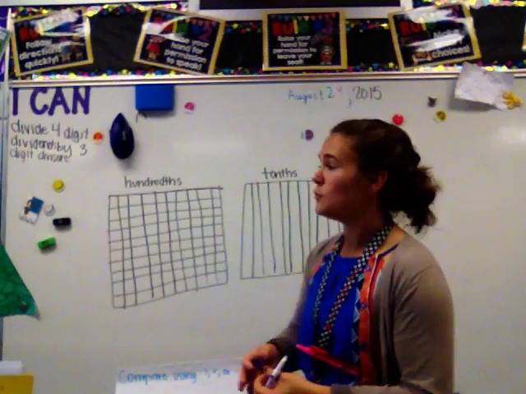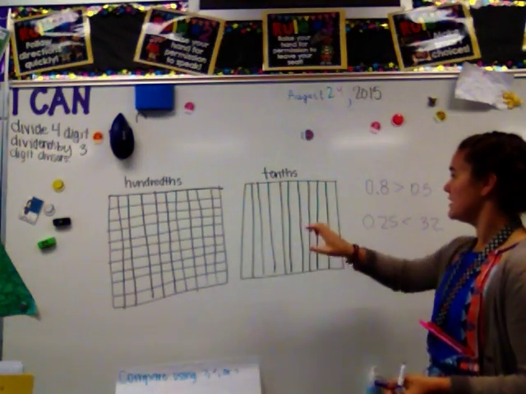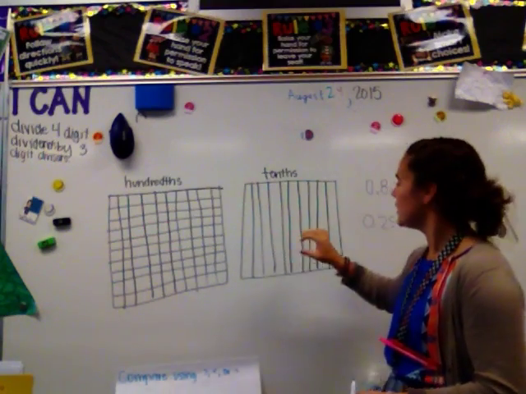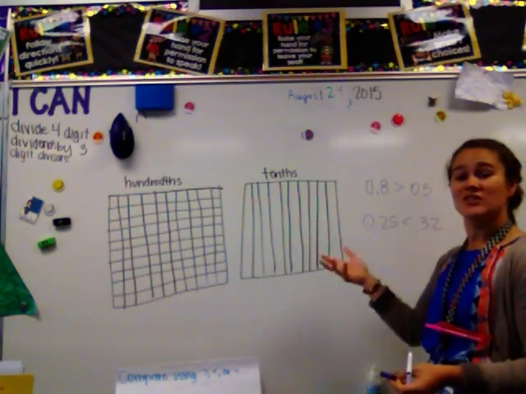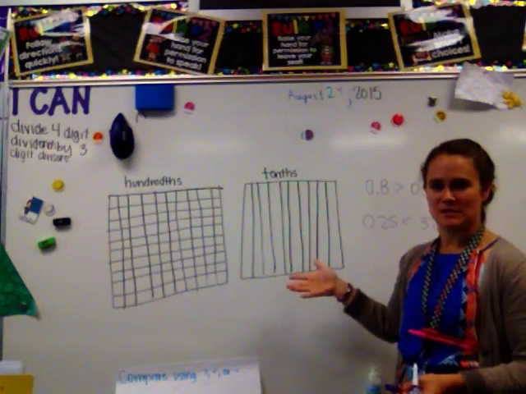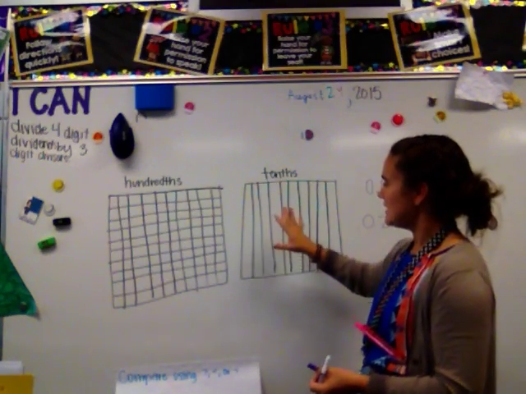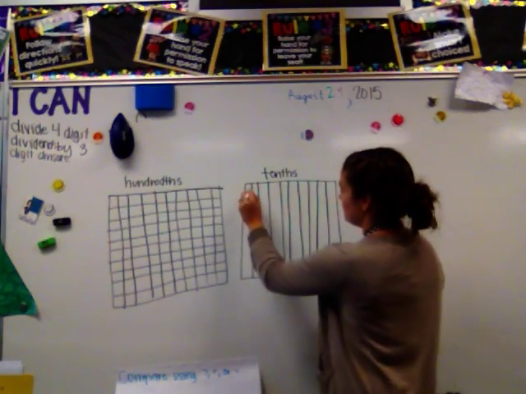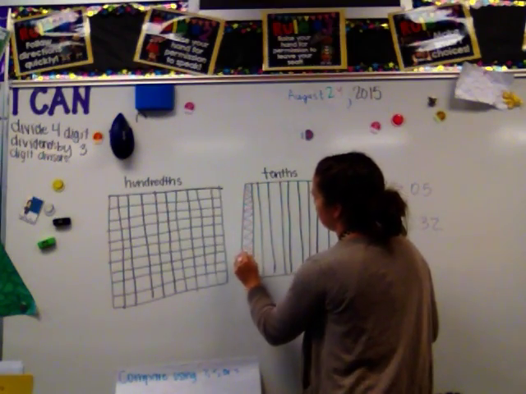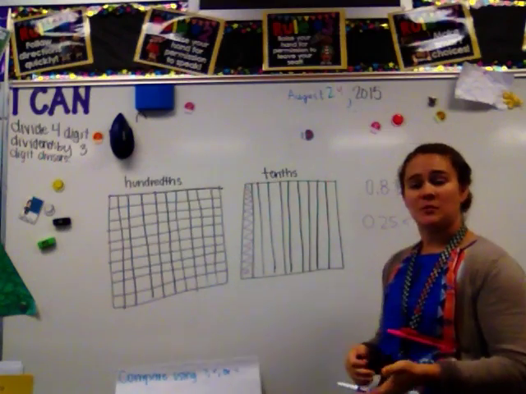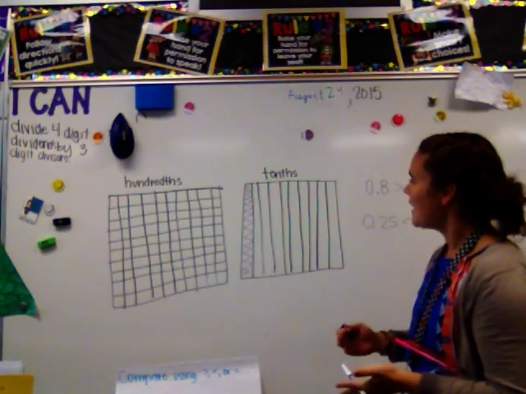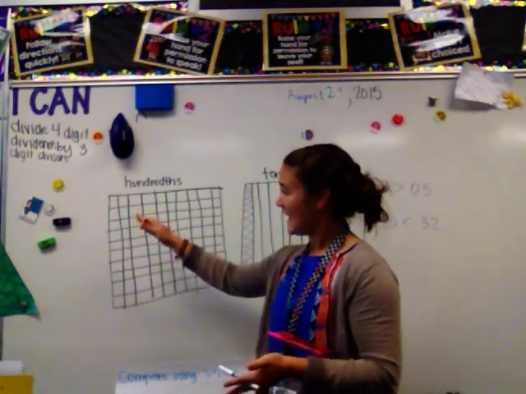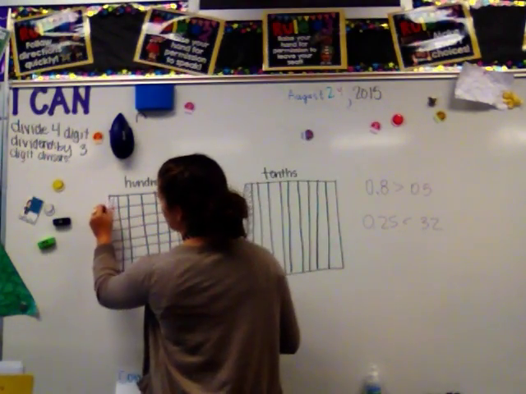So I've drawn on the board a hundredths grid and a tenths grid. So I've got 100 little pieces here and I've got 10 pieces here. You can see that my whole is about the same size. So if I wanted to shade in 1/10 on my tenths grid, I would shade in 1 bar. If I wanted to shade in the same amount on my hundredths grid, I would shade in 10 of my little sections.